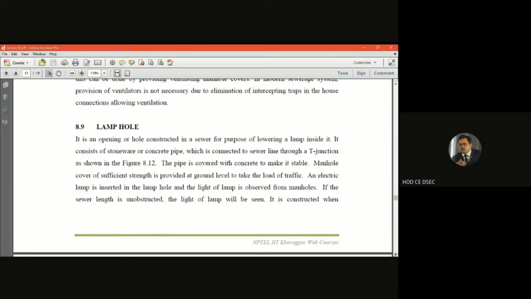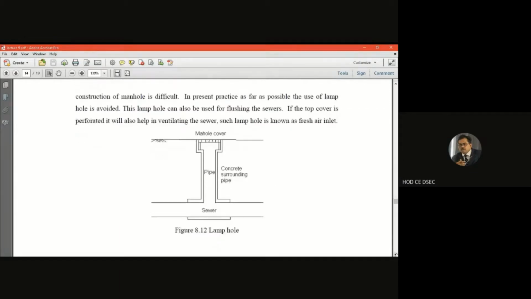So it is an opening or hole constructed in a sewer for the purpose of lowering a lamp inside it. What is the mechanism? It consists of a vertical stoneware or concrete pipe, which is connected to the sewer line through a T junction, as shown in the figure. That figure I will show you. This is the figure. You see the vertical concrete or stoneware pipe with the top manhole covered by a grating, and that is connected to the sewer line as a T connection, a T joint connection.